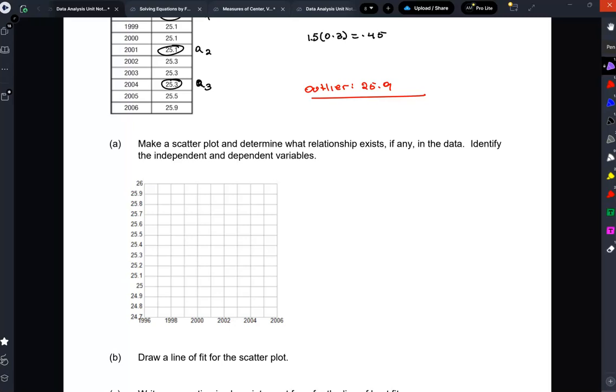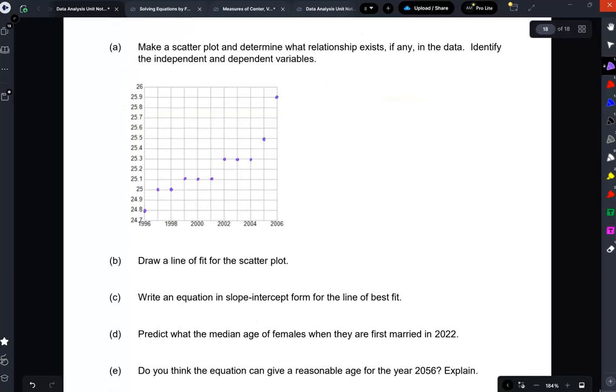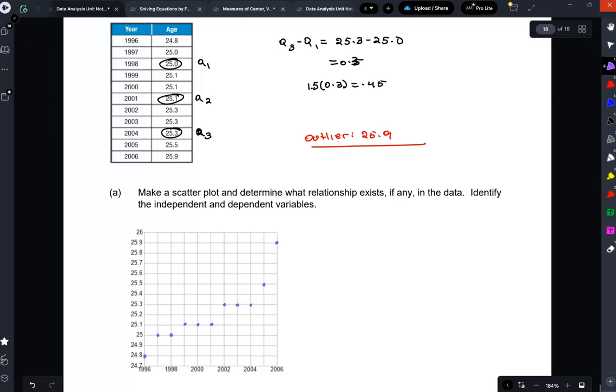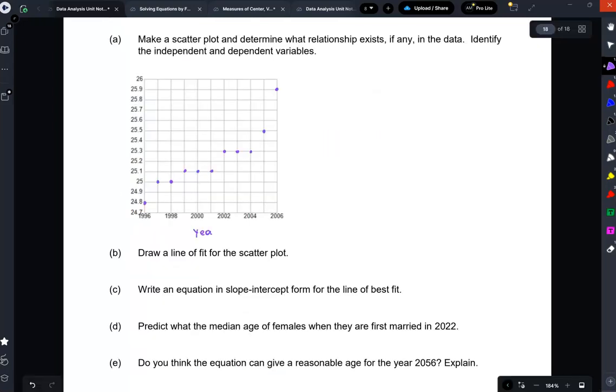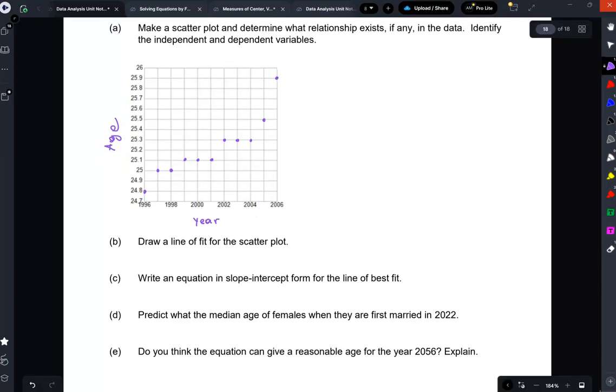Okay, so let's quickly graph this. Okay, so now that we know where the independent and the dependent variables are, we want to put that in there. So this is the year and this is the age. And do you see how we determined that this last point was an outlier, and you can clearly see that it is an outlier because it doesn't even follow the trend, right? That's kind of cool.